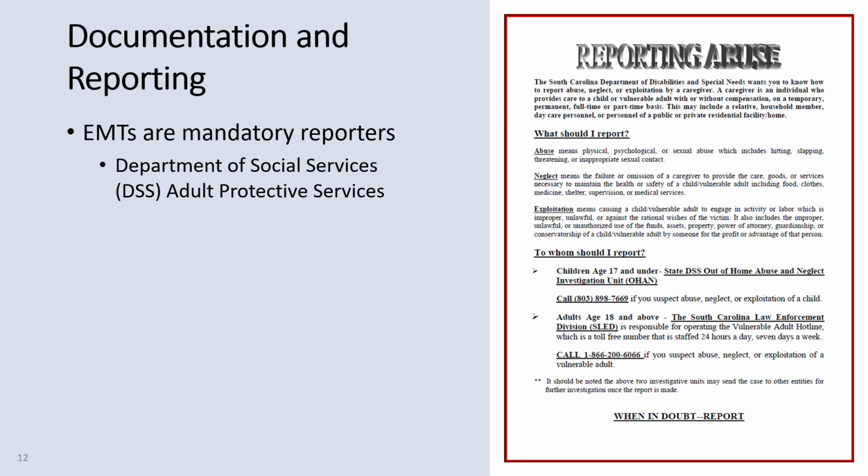EMS personnel fall under the category of healthcare professionals who are legally required to report suspected abuse, neglect, or exploitation of a vulnerable adult. This includes pediatric and geriatric victims, as well as any other individual over age 18 who has a physical or mental condition that substantially impairs their ability to care for themselves. Reports of suspected elder abuse and neglect, including patient self-neglect, should be filed with your State Department of Social Services, Adult Protective Services, within 24 hours of your contact with the patient.